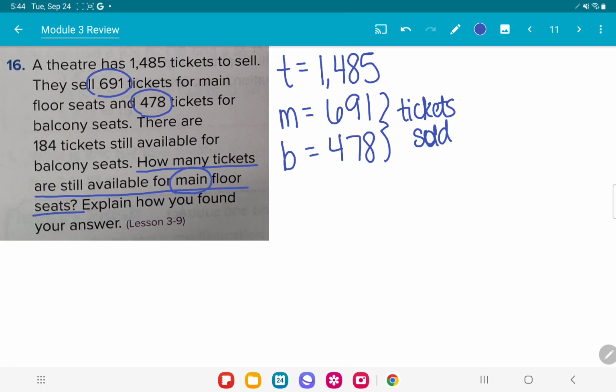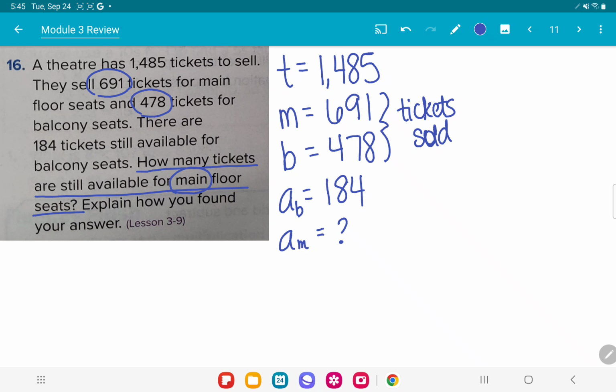It tells us there are 184 tickets still available for balcony seats. So those are available balcony seats. I'm going to put a little B down there just so I remember that. That's 184. How many tickets are still available for main floor seats? And we're looking for how many tickets are still available for the main floor. So I'm looking for the main floor availability. That's what we don't know.